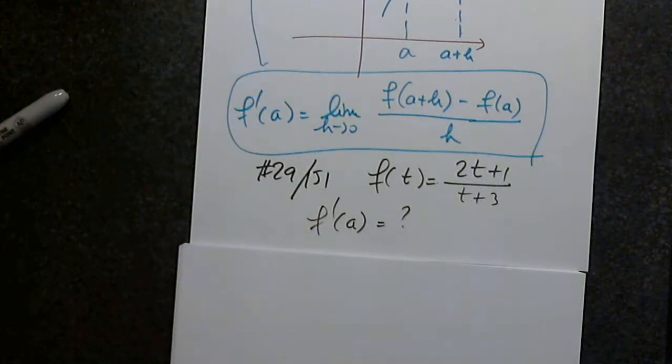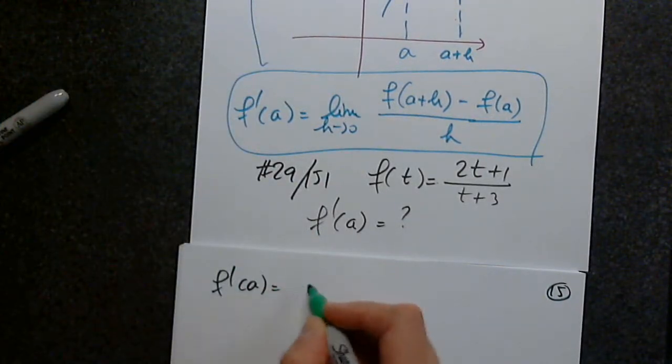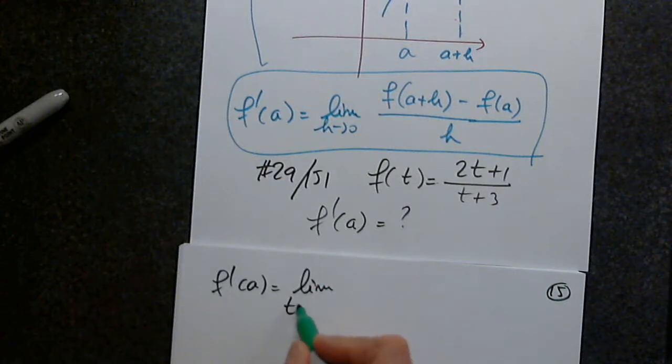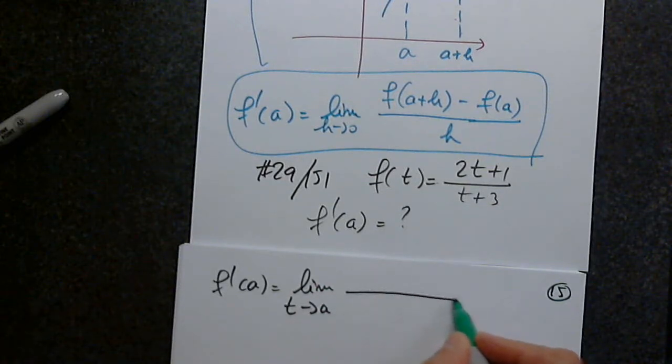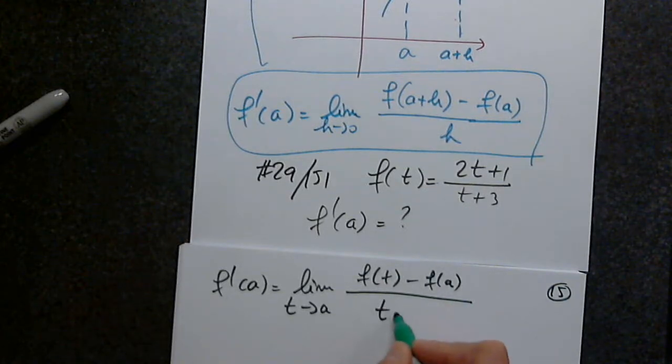So, for this function, f prime of a will be limit as t approaches a from f of t minus f of a over t minus a. So, what do we write?